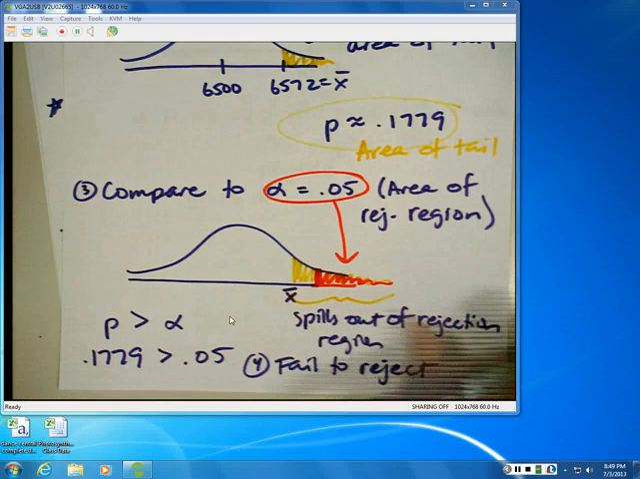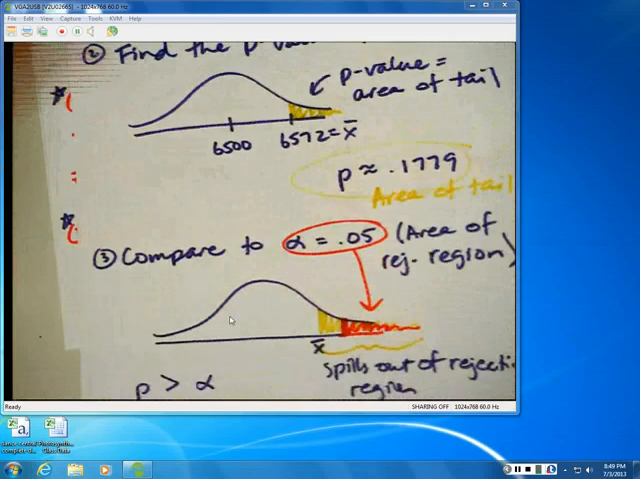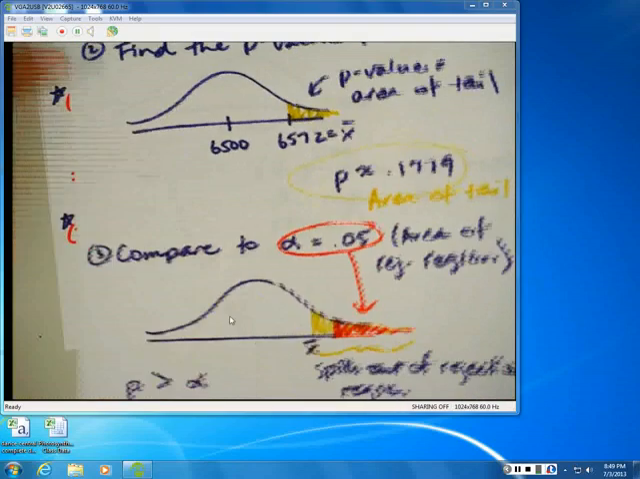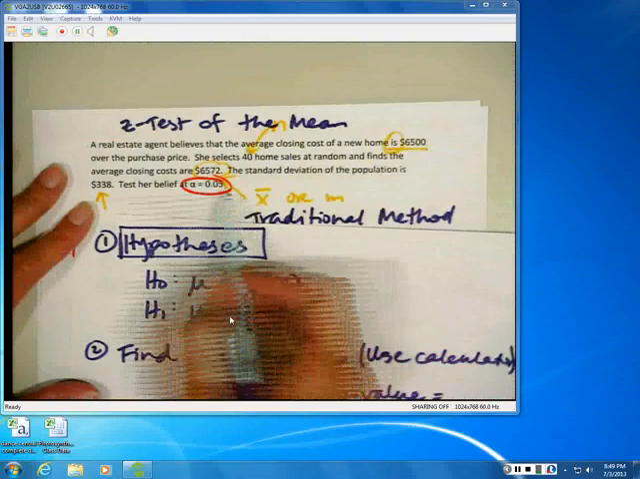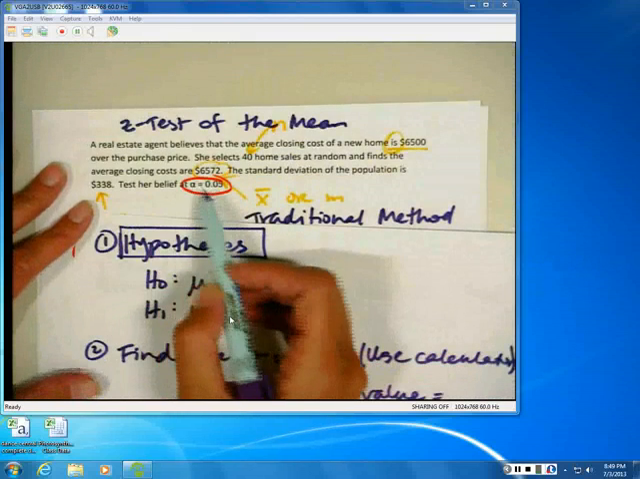And then the last question is, let's see, what does it say? I need my conclusion still. I'm on number 5, so number 5 is my conclusion. It says test her belief. Well, is her belief correct?